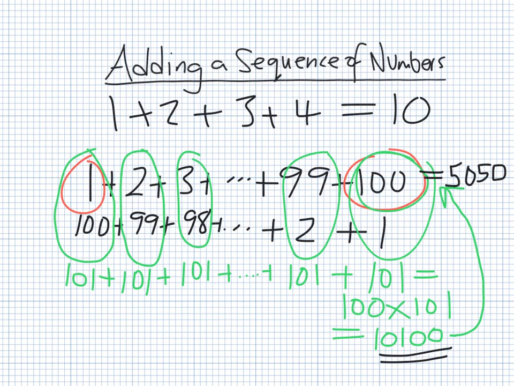So why don't you give it a go? Why don't you try, as a bit of homework, 1 plus 2 plus 3 plus all the way up to 79 plus 80. Give that a go. See if you can do it. If that's too easy, try it up to 1,000. Good luck.